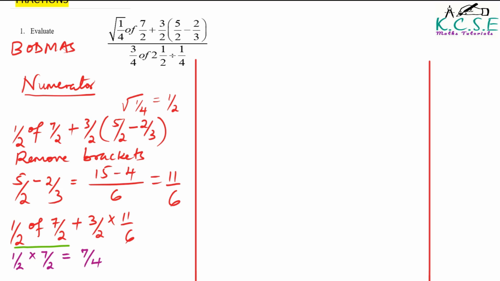So now after getting that, we can insert it here. So we have 7 divided by 4 plus 3 over 2 times 11 divided by 6. Now that is what you have. The next thing is multiplication. So we go to this, multiply that. So 3 divided by 2, multiply 11 over 6. This gives 3, 1. This is 2. So this gives 11 divided by 4.